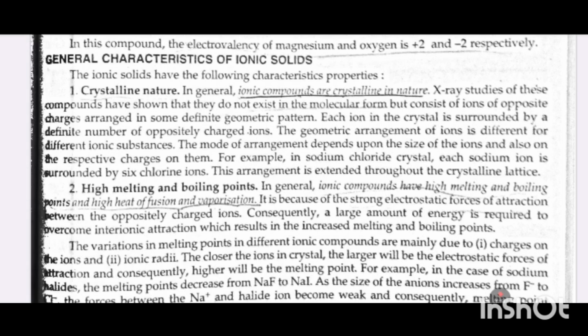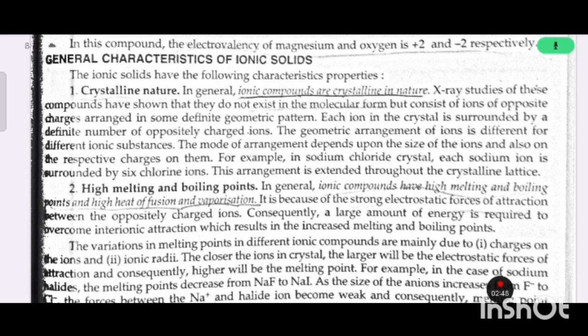Each ion in the crystal is surrounded by a definite number of oppositely charged ions. Geometric arrangement of ions is different for different ionic substances. The mode of arrangement depends upon the size of the ions and also on the respective charges on them. For example, in sodium chloride crystal, each sodium ion is surrounded by 6 chloride ions. This arrangement is extended throughout the crystalline lattice.